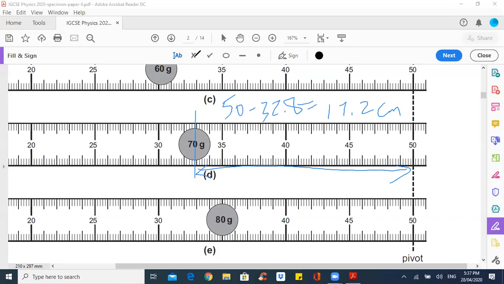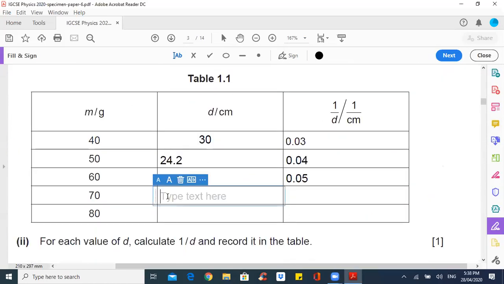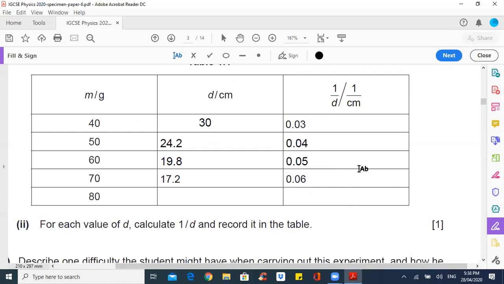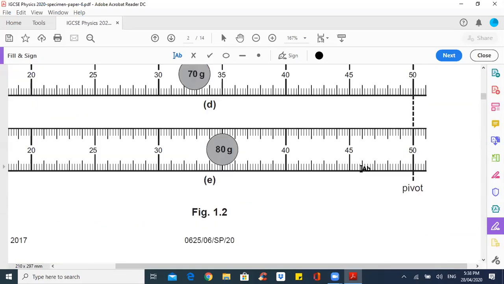Good. Everybody understanding this so far? IGC students, let me know. Nice. Good. So, moving on to this one here. It was 17.2 we get here, and 1 divided by 17.2, you get 0.058. So we run it up to 0.06. Then we go down to the 80 mark now.